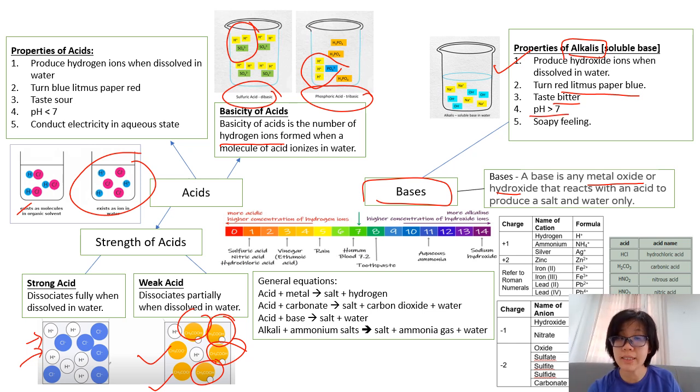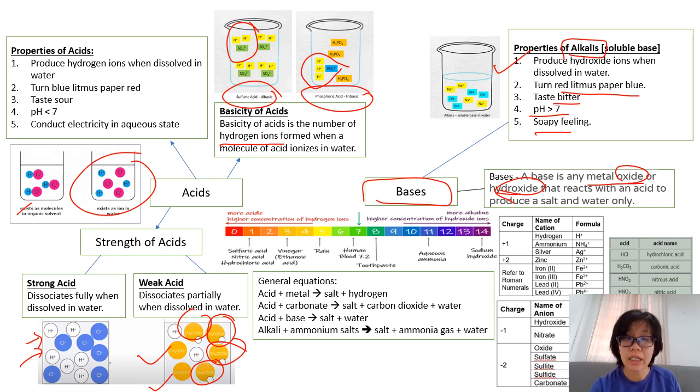Okay, it also has a soapy feeling, which means most of our soaps, the ones that you use to bathe, are actually alkalis. So how do you recognize whether they are alkalis or not? If we are looking at just the name itself, they are all something oxide or something hydroxide. So they have these names.